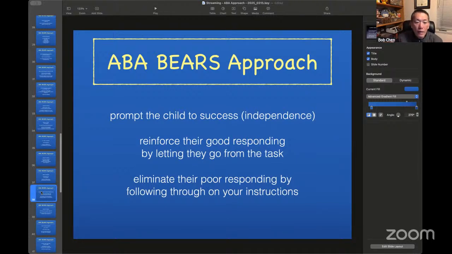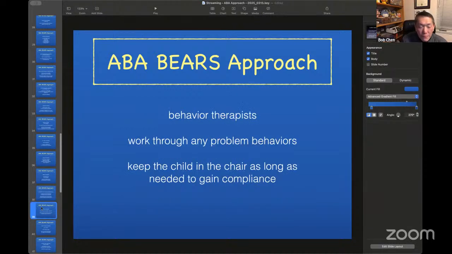to you. However, when they are responding poorly, they're not listening to you, then what your job is is to follow through. You're going to stay there for however long it takes in order for the child to listen to your instructions. So you're working through all their problem behaviors, if they have any. You're keeping the child in the chair and having them respond to you in the way that you know that they're capable of responding. And you're just going to keep on doing that until the child listens to you, right? Then you can say, yeah, good job, and let them go.